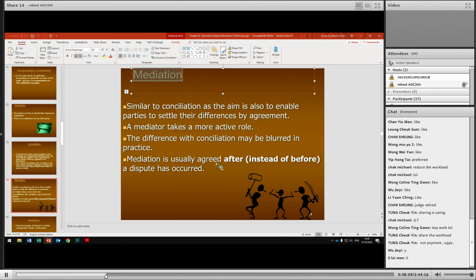Okay? Mediation is usually agreed after a dispute has occurred. A mediation clause is not too common, except in government contracts. Some government contracts will have a mediation clause, but for many mediation cases, they are usually agreed after a dispute has occurred. It means that there's no agreement before the dispute. For example, if there's a water leakage case, the parties would prefer to use mediation to resolve the dispute. So it's only used after the dispute has already occurred.